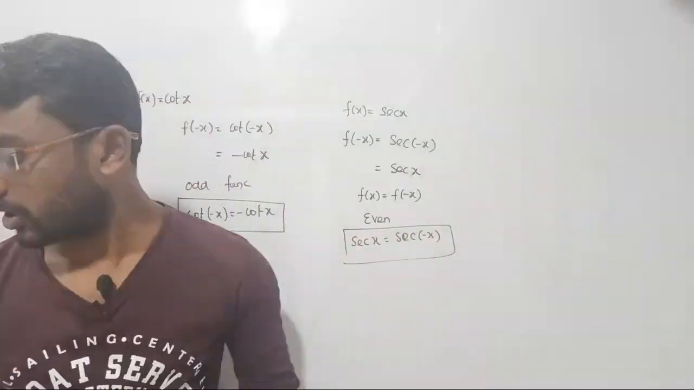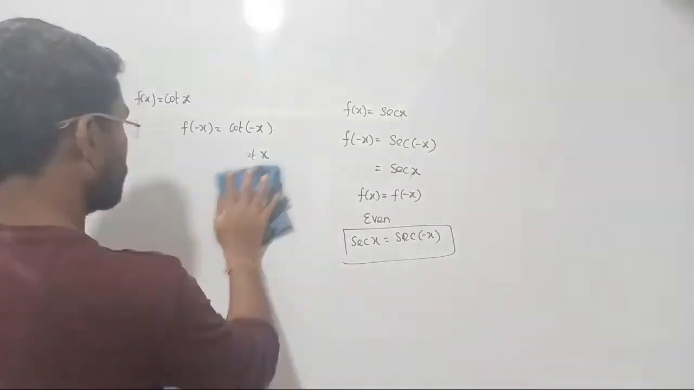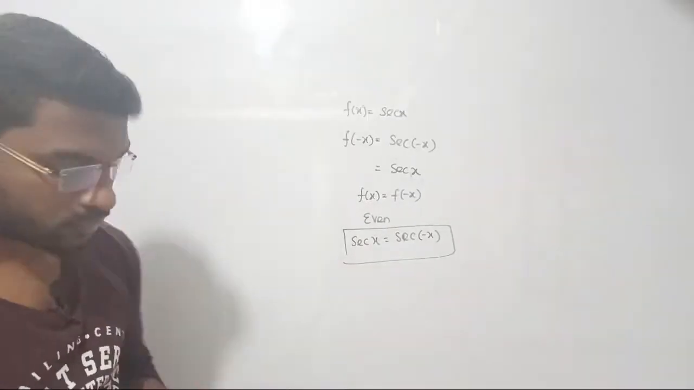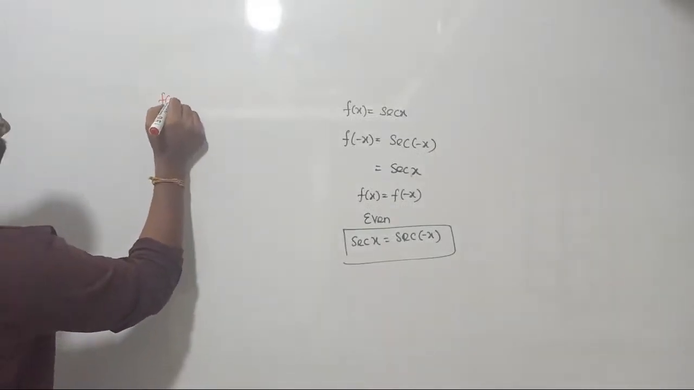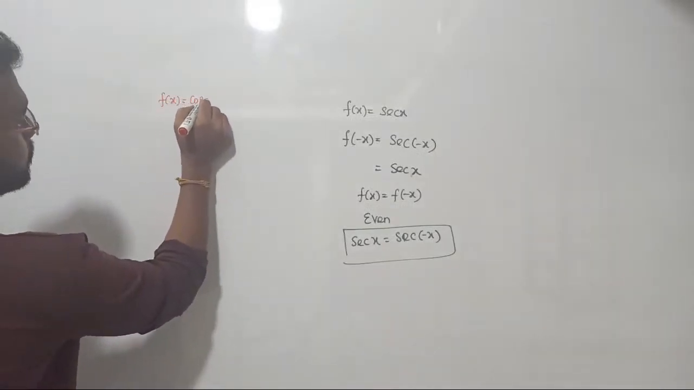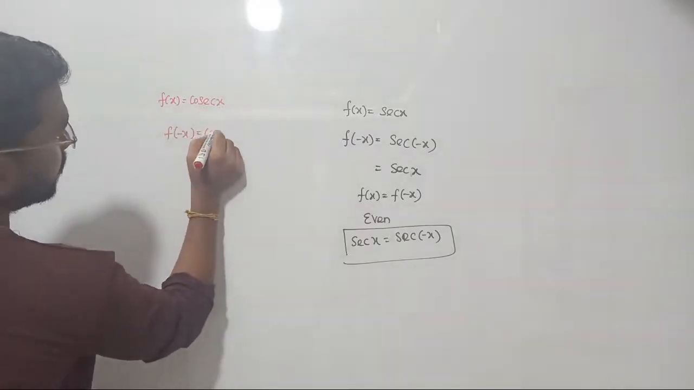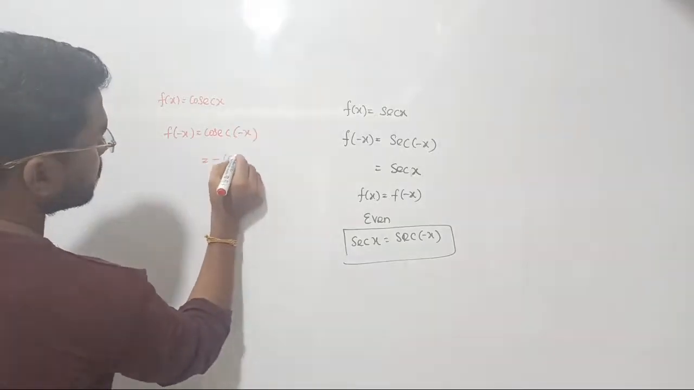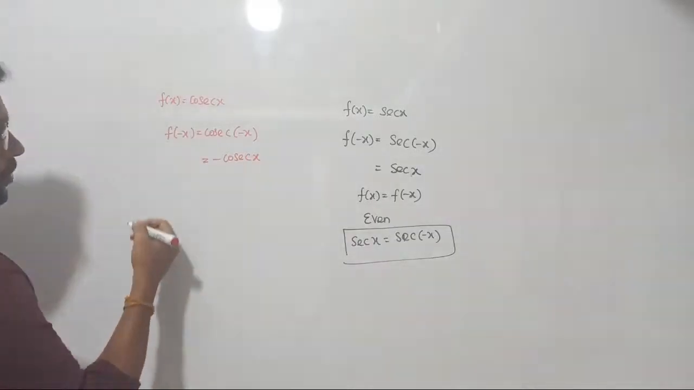Let us discuss about the last term, cosecant theta, right? So that is the last one. f of x equal to cosecant x. Then what is the value of f of minus x? That is cosecant of minus x, which is equal to minus cosecant x, because it is the reciprocal of sin theta, right? So what is the conclusion here?